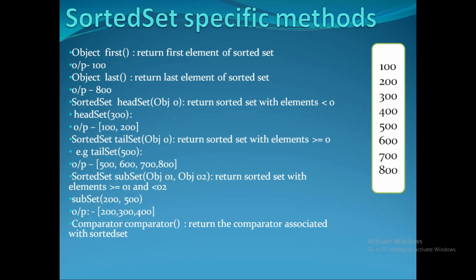So this is the most important method available in the SortedSet, that is comparator. If we are using the default natural sorting order, it gives null, and if we are using another order, then it will return that comparator to us. So those are the specific methods, very important methods available in the SortedSet.